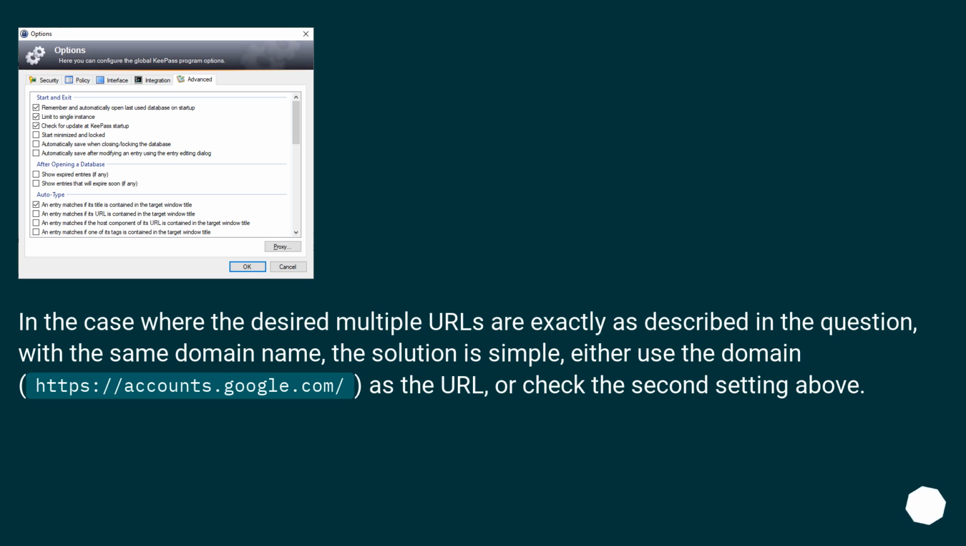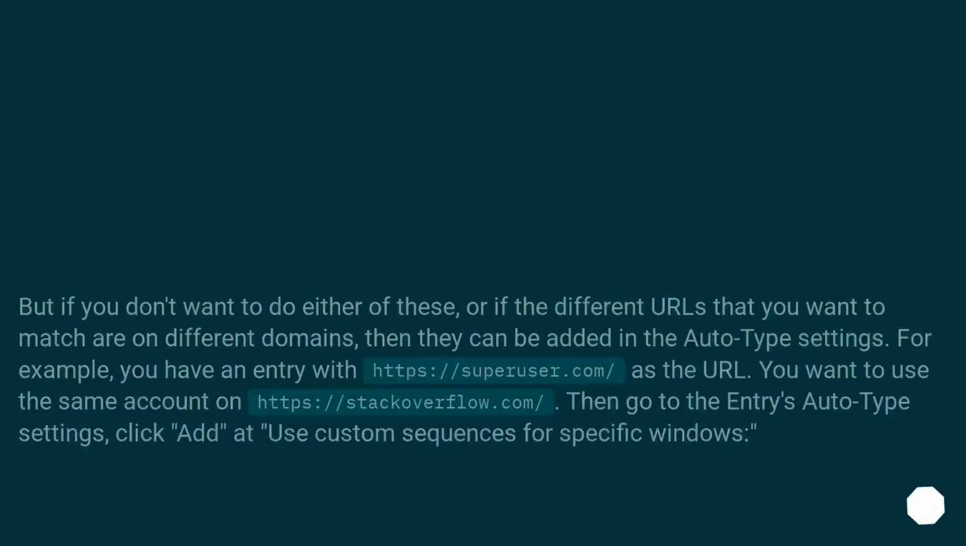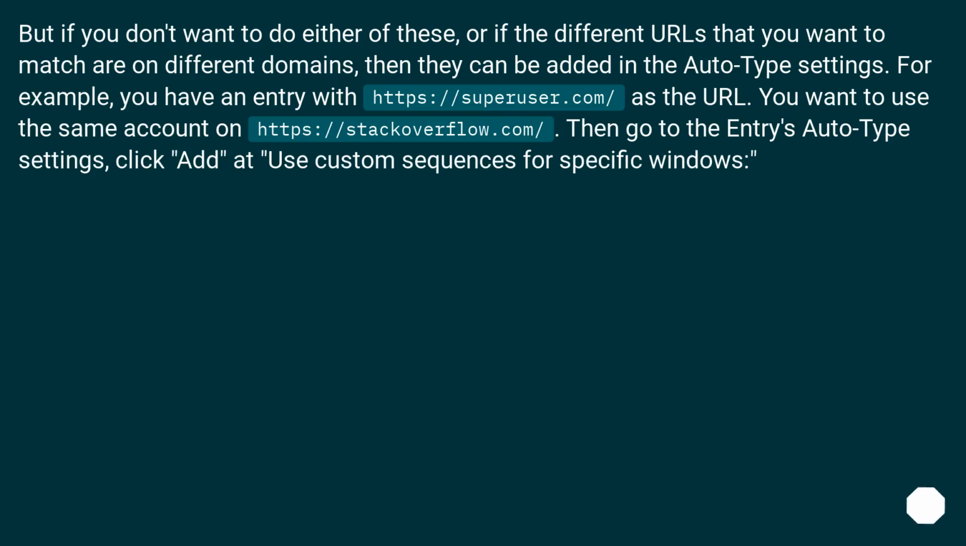In the case where the desired multiple URLs are exactly as described in the question, with the same domain name, the solution is simple. Either use the domain, https://accounts.google.com/ as the URL, or check the second setting above. But if you don't want to do either of these, or if the different URLs that you want to match are on different domains, then they can be added in the autotype settings.